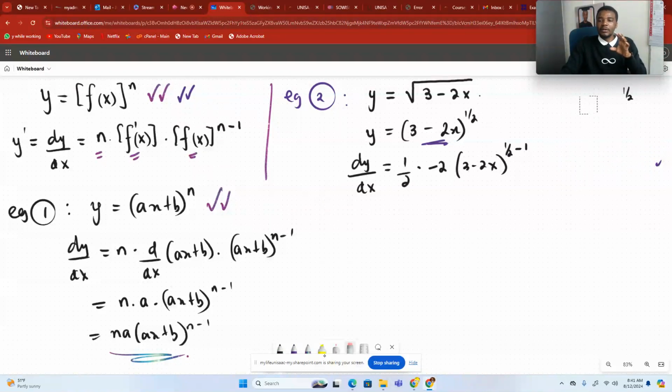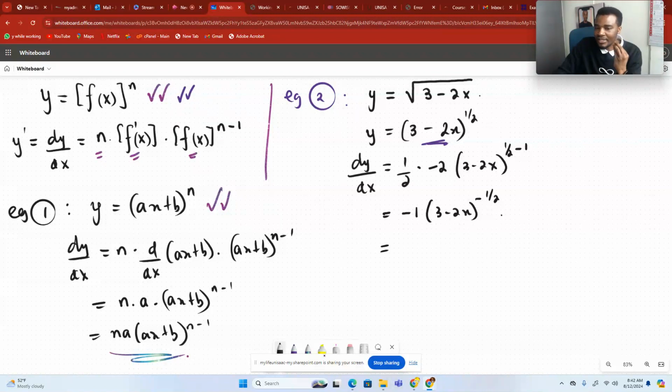Okay, so what is the next move? The next move, we have to simplify this. So what is 1 over 2 times minus 2? So we get minus 1 times 3 minus 2x to the power of what is 1 over 2 minus 1? We get minus 1 over 2. So yes, this is our final answer.